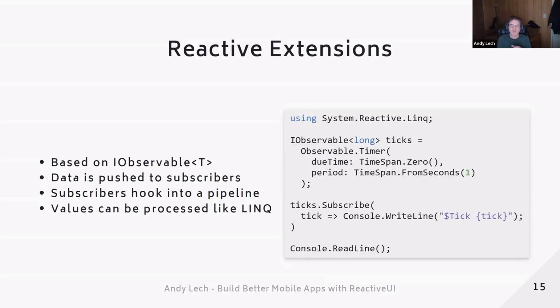You're not spinning and running. You're not looping. You're just waiting to hook into this pipeline of data. And you can do a lot more complicated LINQ queries over the top of it, so that we can hook into this and respond to that, and also handle cancellation and other things. But that's just a simple example with Reactive Extensions. So that's the base foundation.